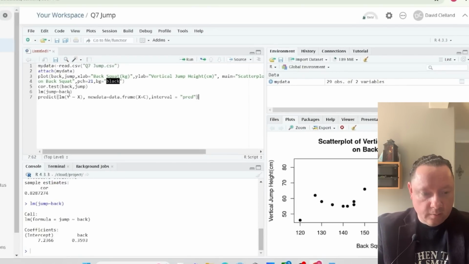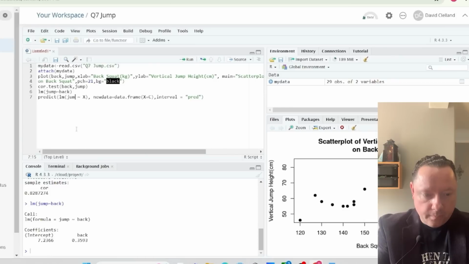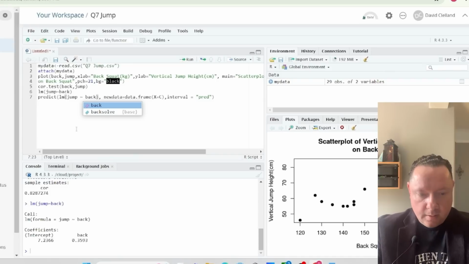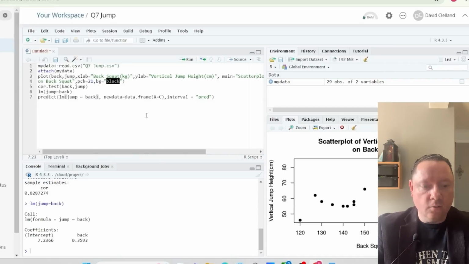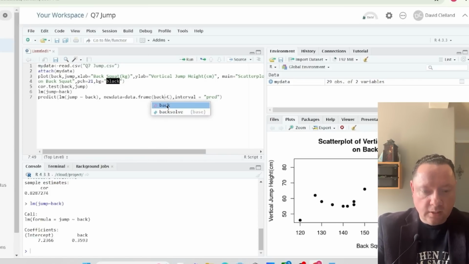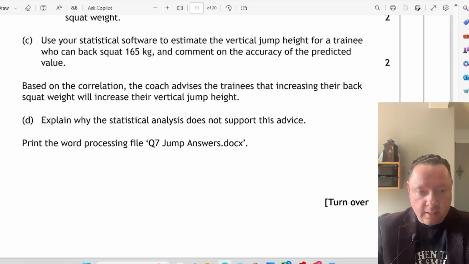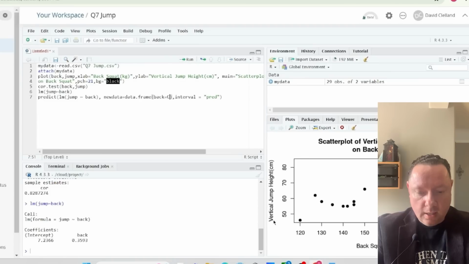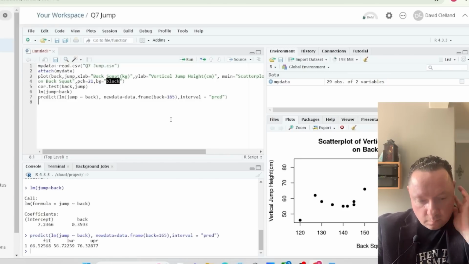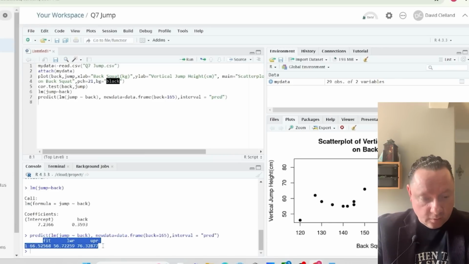Again, back up here, change all of these variables. So jump, back, new data equals data.frame x, which is back, equals c. Now what's c? C is the number that we want for us in the question, which was 165, I believe. Yes, it was. So we change the letter c to 165. And control enter again. And we get 3 answers. Let's just copy these into our software output.